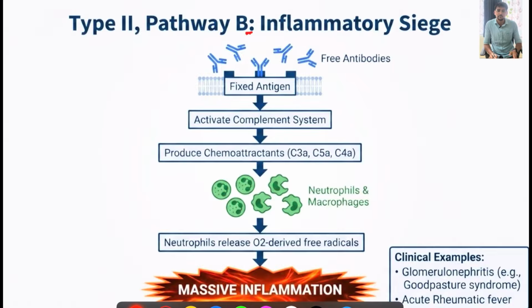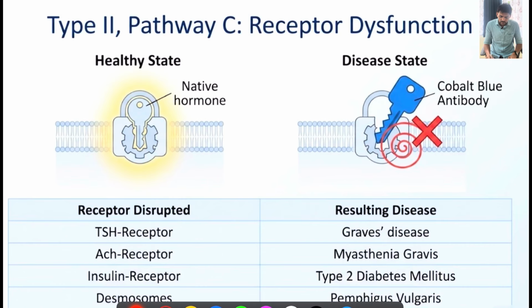Whereas in pathway B of type 2 hypersensitivity reaction, these antibodies are activating complement system, leading to recruitment of neutrophils, macrophages and release of free radicals causing inflammation. And the examples are like this. And receptor dysfunction we have already discussed.